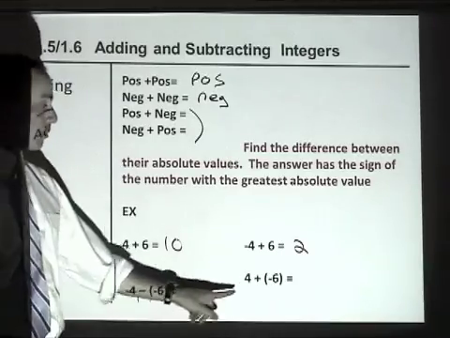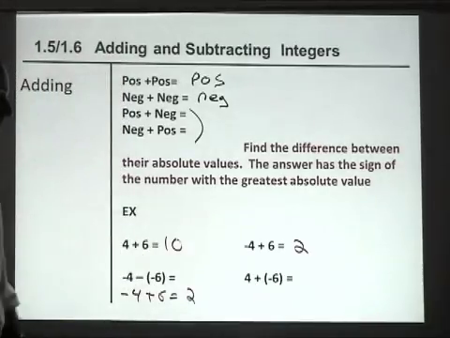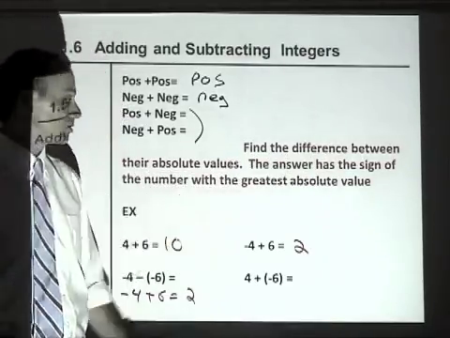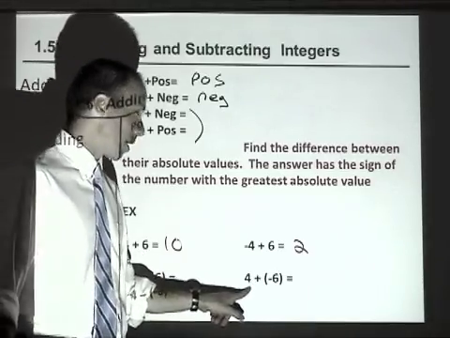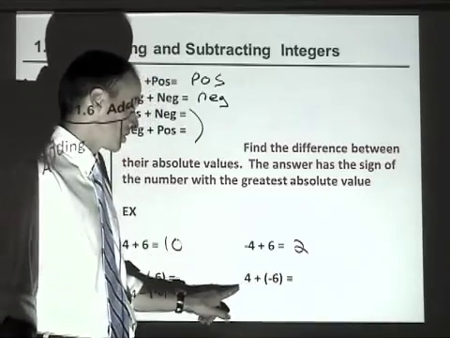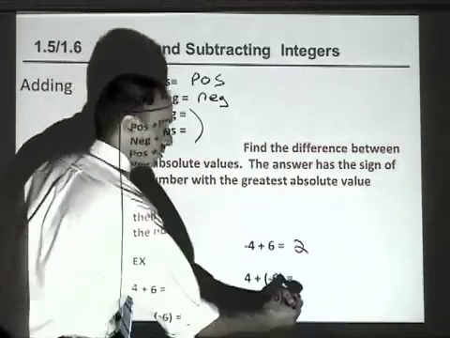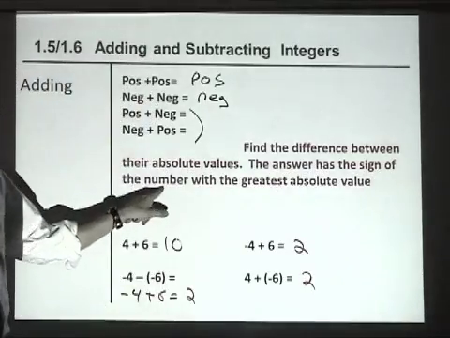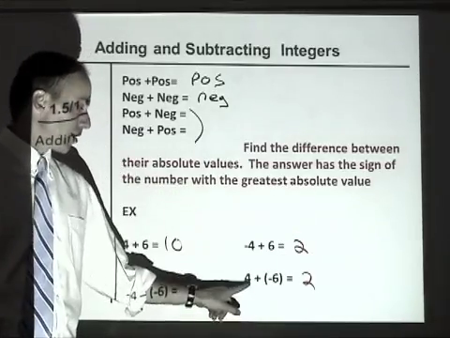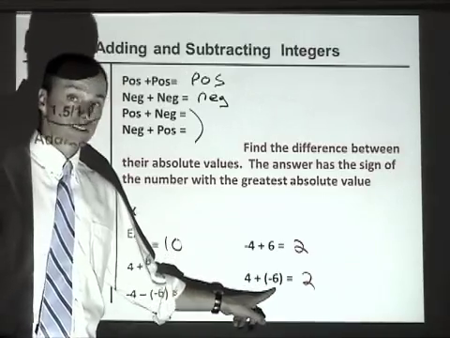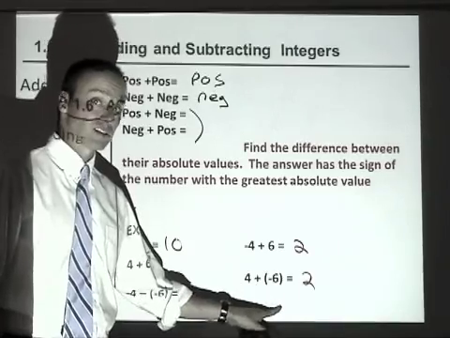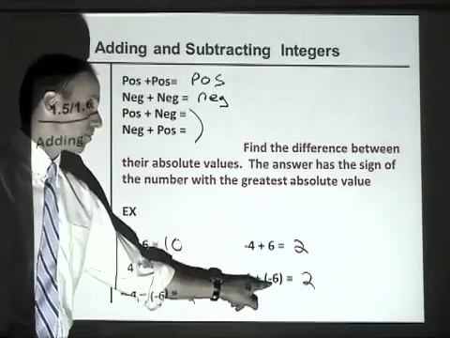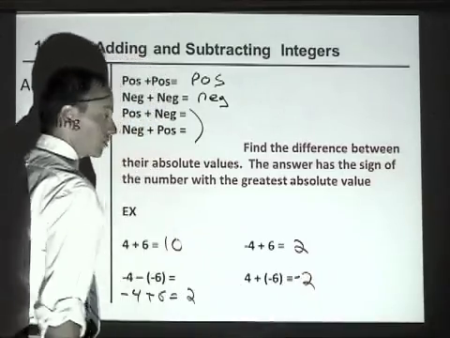Keep that in mind. How about 4 plus negative 6? Well, it's similar to these problems. And let's go back to this statement here. Find the difference between their absolute values. Well, the absolute value of 4 is 4. The absolute value of negative 6 is 6. The difference is 2. But the answer is not 2. The answer has the sign of the number with the greatest absolute value. Now, the greatest absolute value in this case belongs to negative 6, because the absolute value of negative 6 is 6. That's bigger than 4. So the answer has the sign of this number. The sign of that number is a negative. So the answer is negative 2.